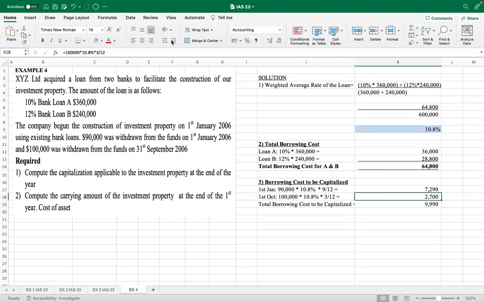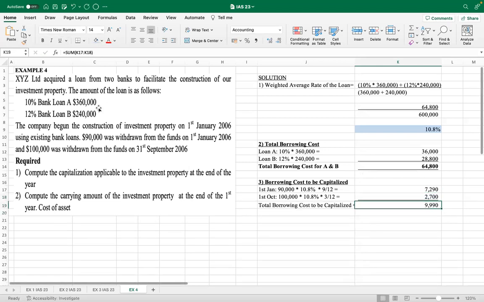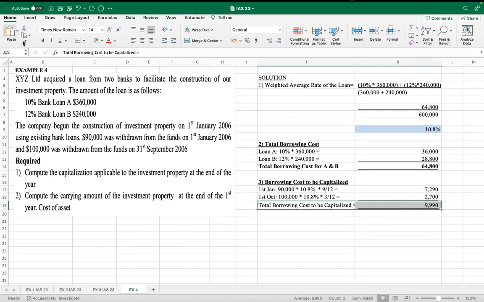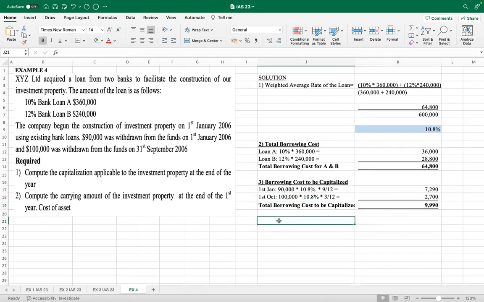The total borrowing cost to be capitalized is equal to... Now finally, number 4, total cost of asset. Maybe we can even add borrowing cost to be expensed.